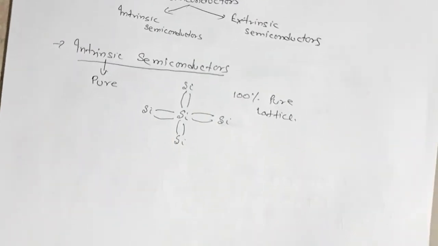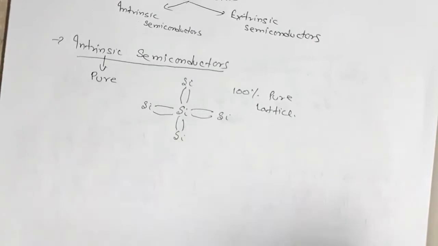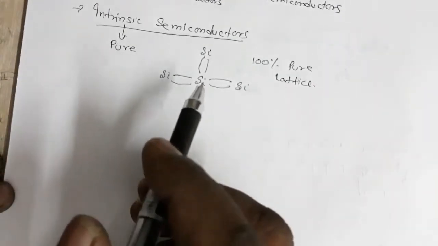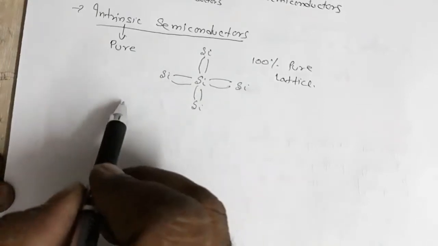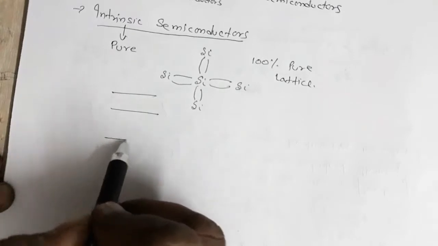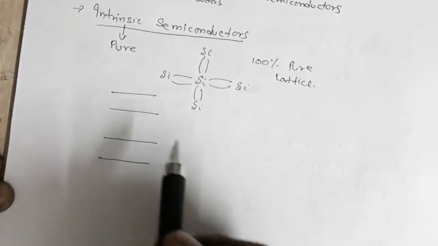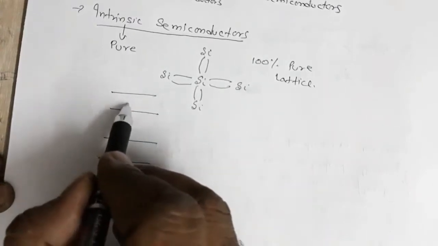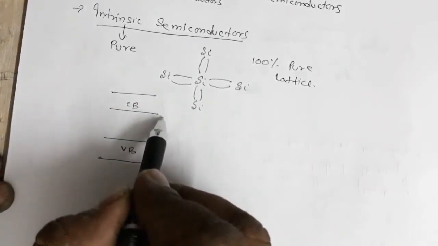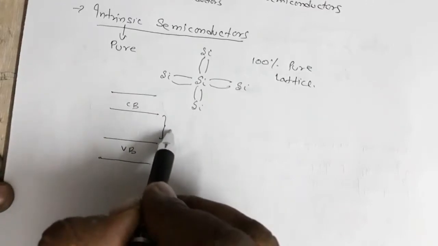Now if we see the band structure of this intrinsic semiconductor, this is the conduction band. As we know, for semiconductors, the conduction band and the valence band are separated by a small band gap. So this is a small band gap.